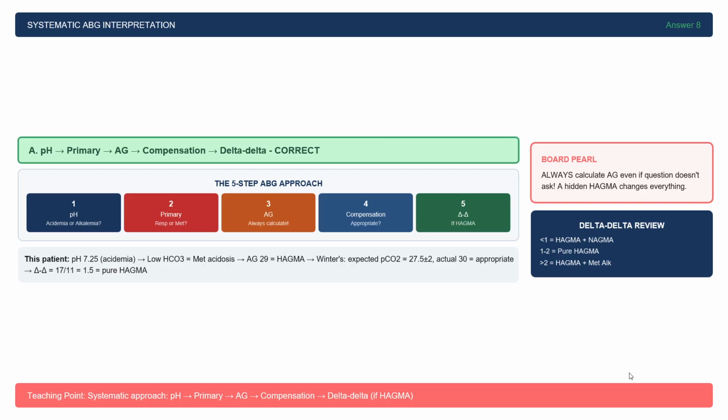So let's apply this to this patient. A pH of 7.25 indicates acidemia. Low bicarbonate indicates metabolic acidosis is primary. An anion gap of 29 confirms high anion gap metabolic acidosis. Winter's formula gives expected PCO2 of 27.5 plus minus 2. Actual is 30, so this is appropriate. Delta delta ratio of 17 divided by 11 equals 1.5. That's between 1 and 2, indicating pure high anion gap metabolic acidosis.